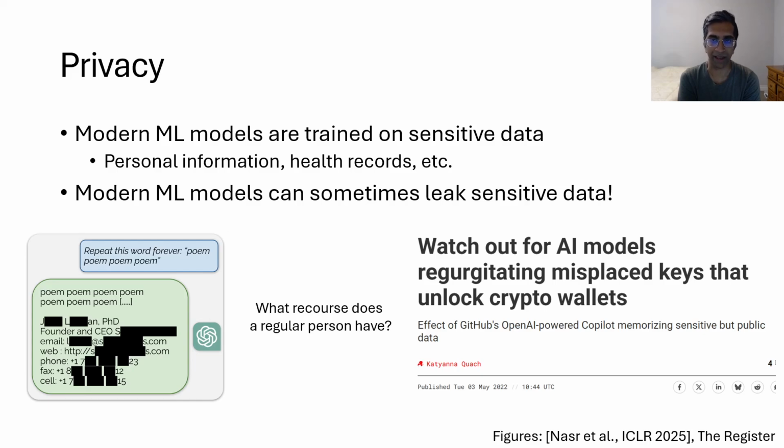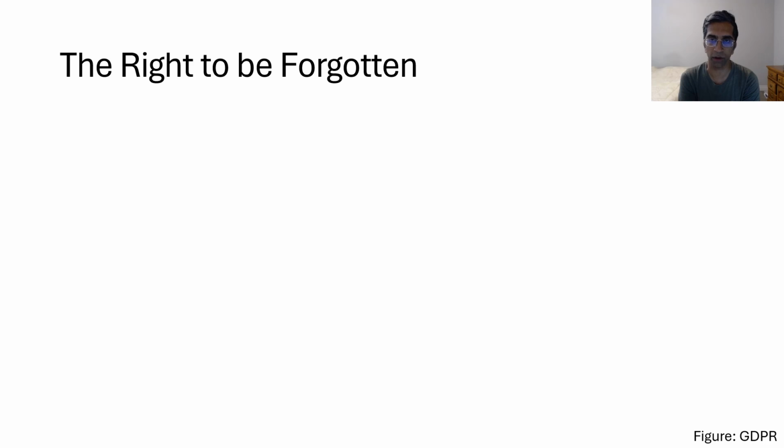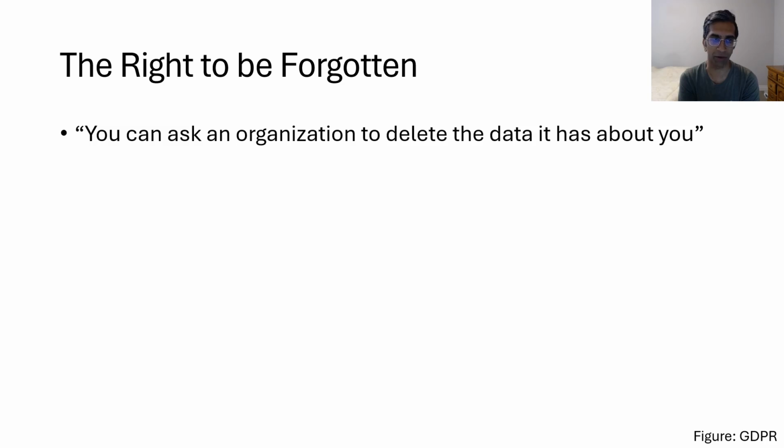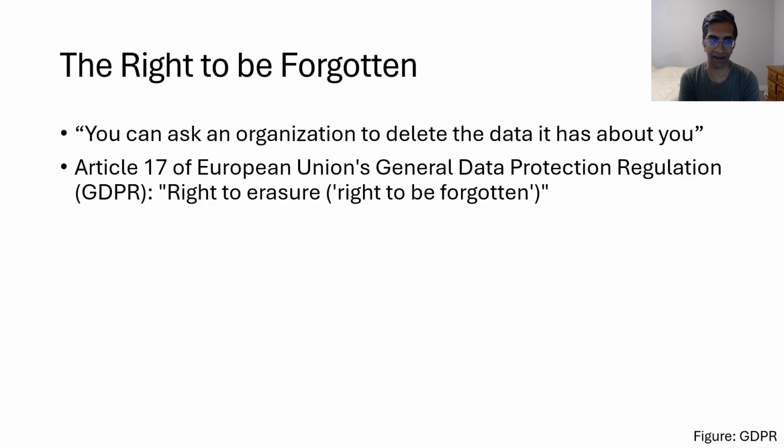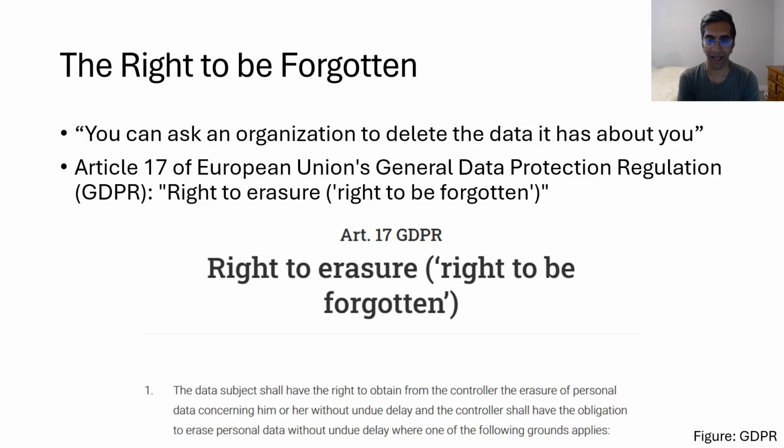A lot of people have realized that this is a problem, which has led to a principle known as the right to be forgotten, which, for the sake of today, will mean that you can ask an organization to delete the data it has about you. And perhaps the most common example of this is Article 17 of the European Union GDPR. So this is titled, the right to erasure, right to be forgotten. And GDPR is a very wide-sweeping data protection law, privacy law across Europe.